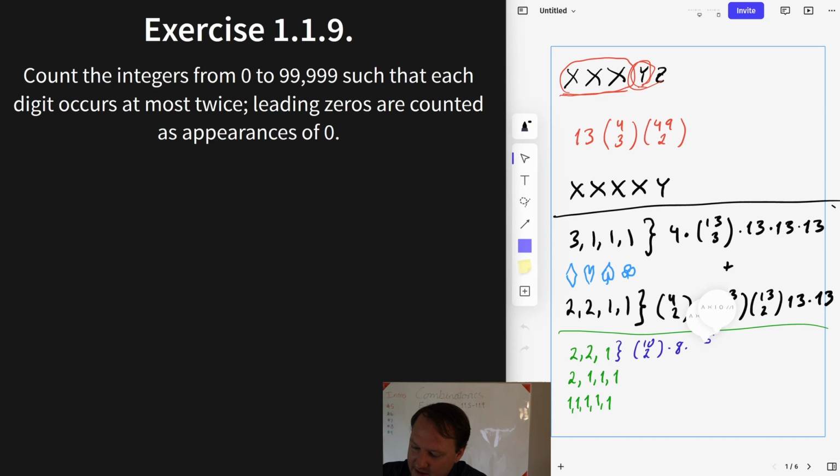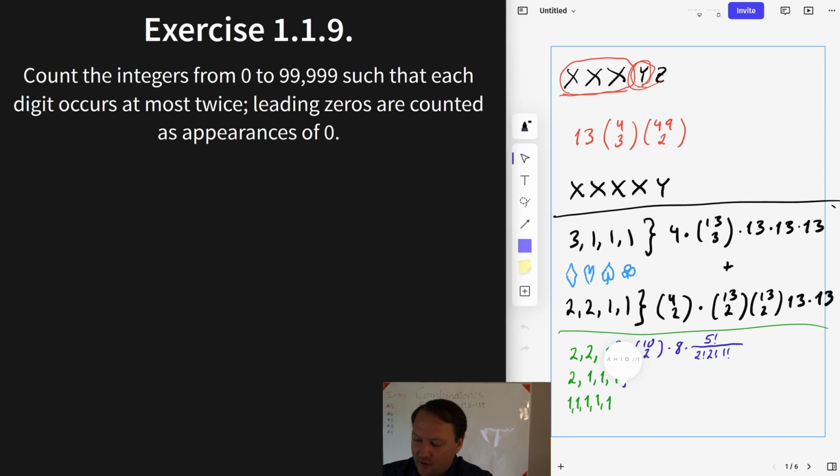Maybe if this needs explanation, I can explain it in some other video. But basically, for the multinomial, I'm going to have 5 factorial because it's a length 5 word. 2 of the characters are going to be indistinguishable, and then another 2 are going to be indistinguishable, and the last one is distinguishable from those. So that's the multinomial function. And so I've counted up this first scenario.